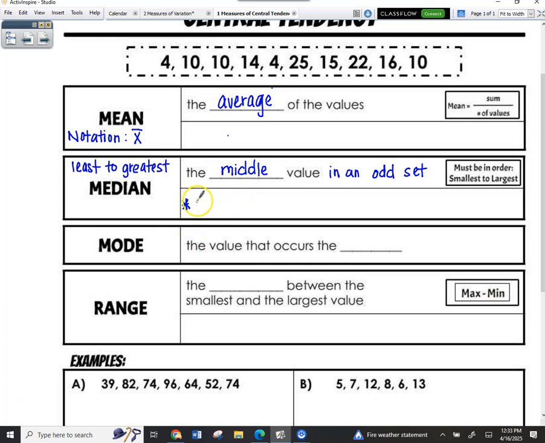And then if it's an even set of numbers, do you remember how to find it? If it's even. Like, let's say I have, here we go, look at my hands. I have 10 numbers here. You with me? 10 numbers.